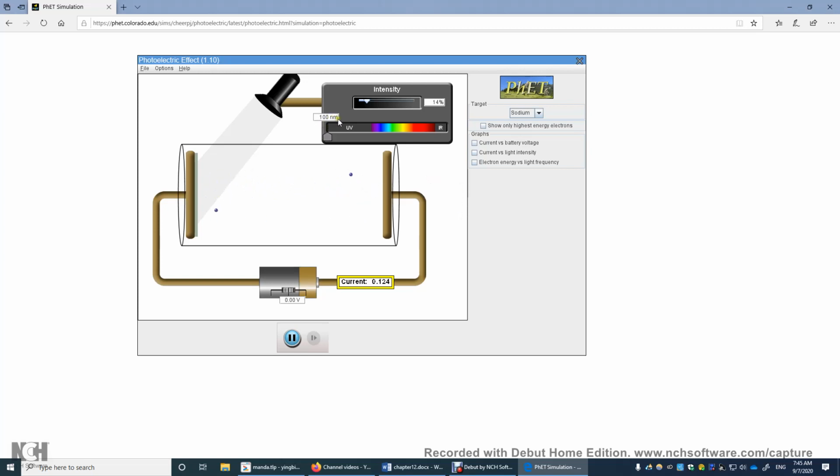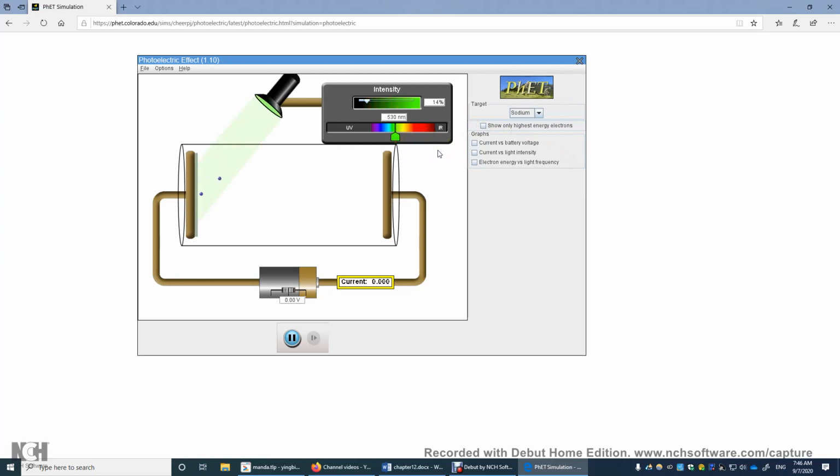Now I'm going to adjust the wavelengths. I will increase the wavelengths. That means I will decrease the frequency. What's going to happen? I can still eject electrons, but they are moving more slowly. How about 364? Again, the electrons are moving more slowly. Even slower. What if I'm using infrared? No electrons can be ejected from this sodium plate. The infrared light has a frequency that's too low to eject the electron.